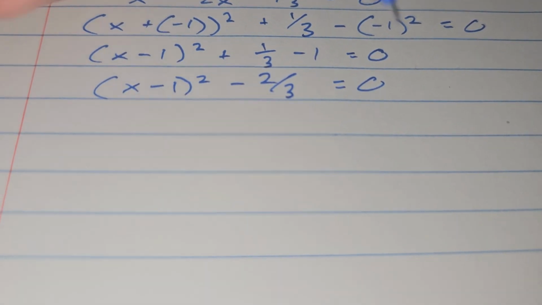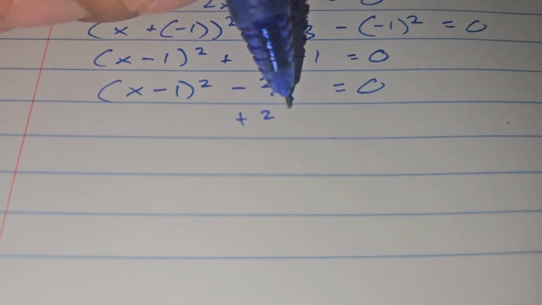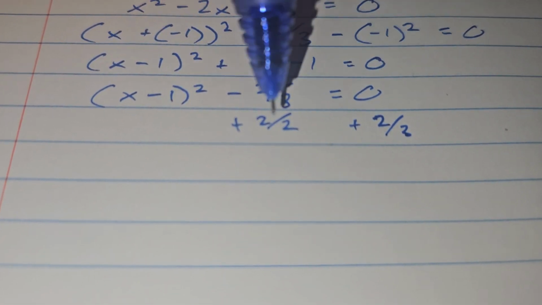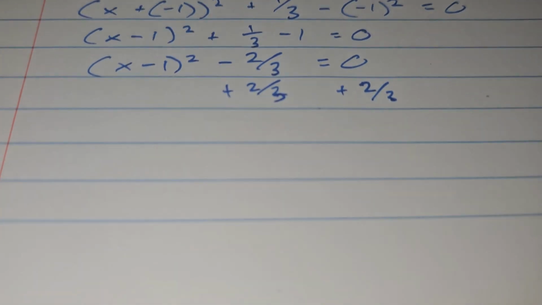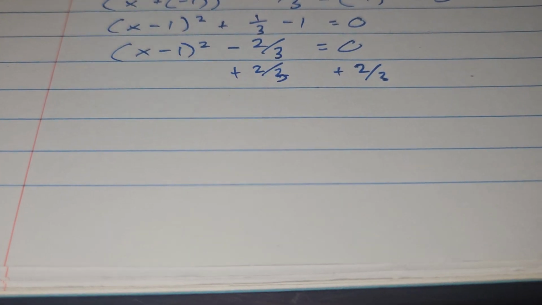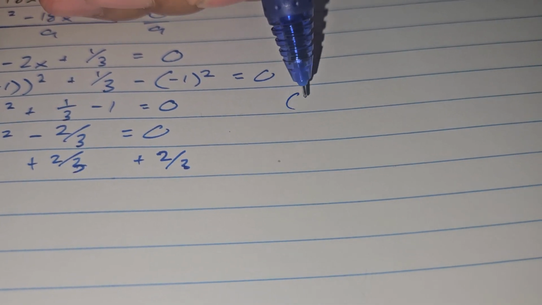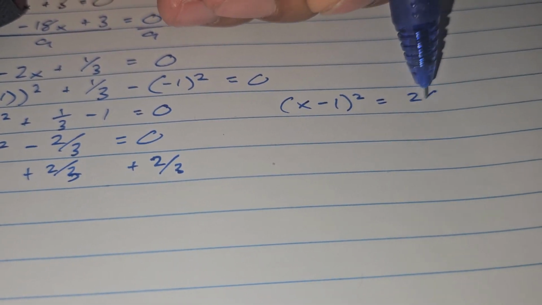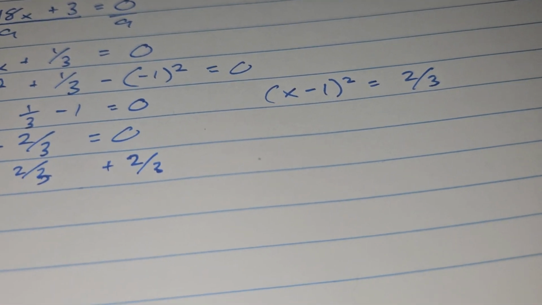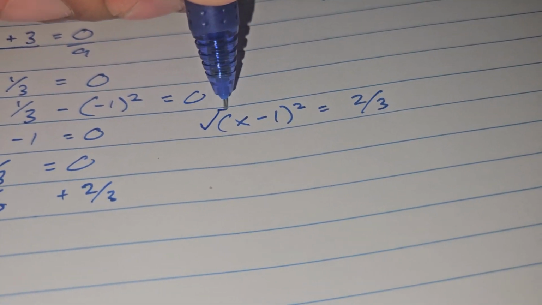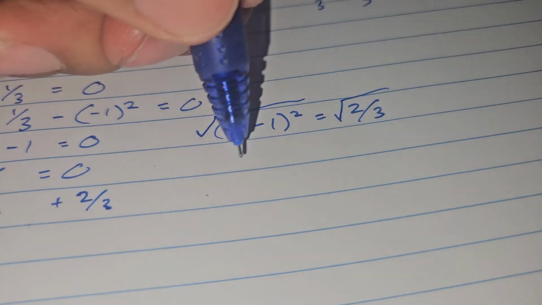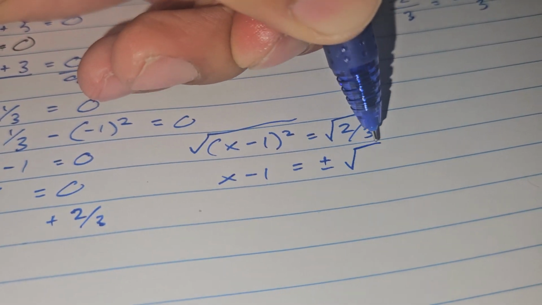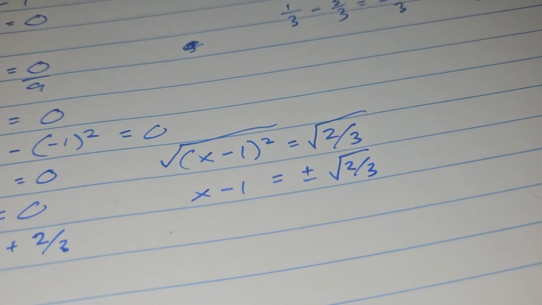So now we can go ahead and add 2/3 to both sides. So now we have x minus 1 squared is equal to 2/3. So now we can go ahead and take the square root of both sides. X minus 1 is equal to plus or minus the square root of 2 over 3, right?